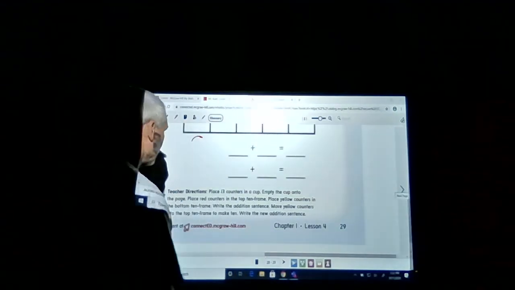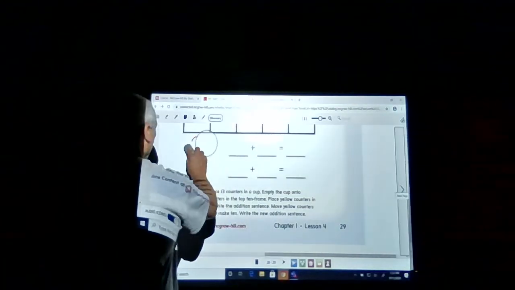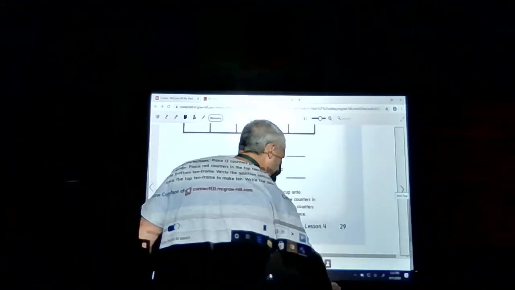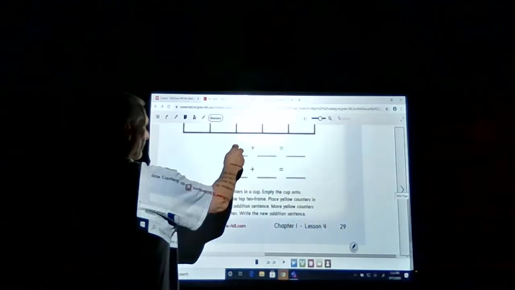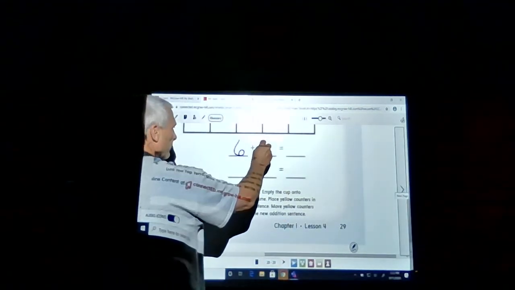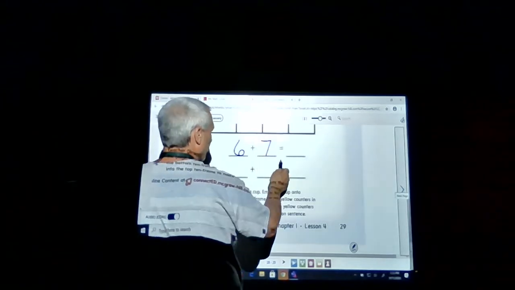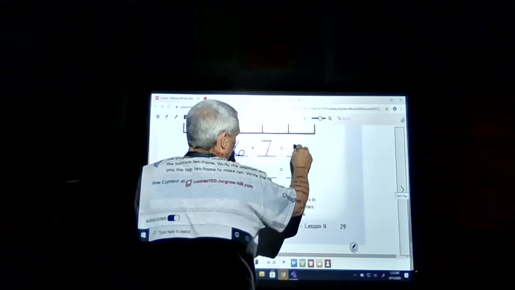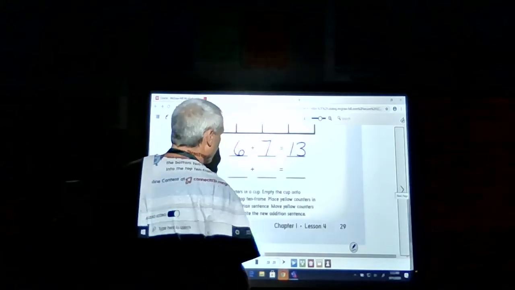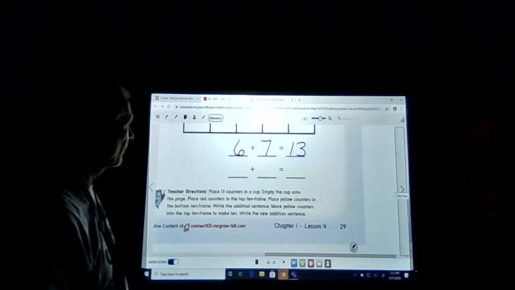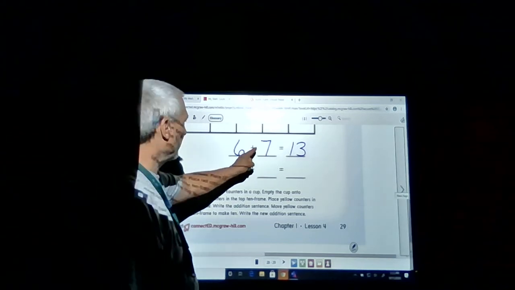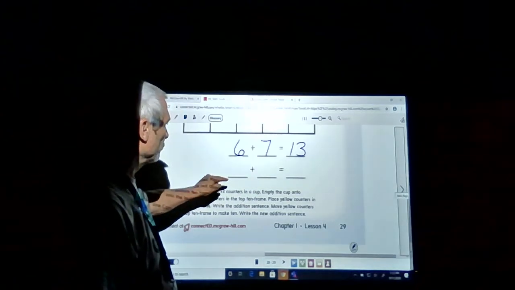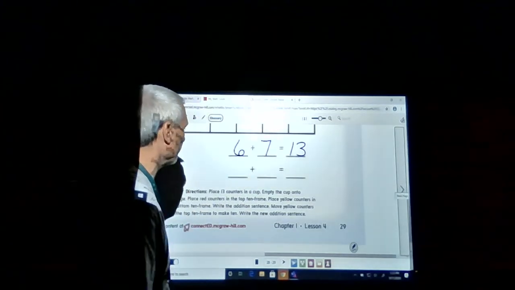It says to write a sentence. Well, we can write that two different ways. We can write 6 plus 7, and I counted 13 when I dumped, so it must be 13. And yes, 6 plus 7 is 13. 6 plus 6 is the double, 12, and one more is 13.